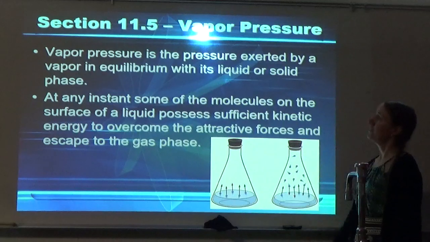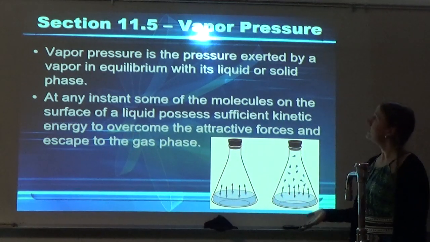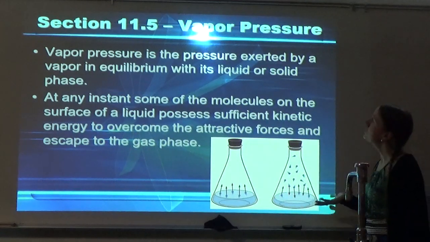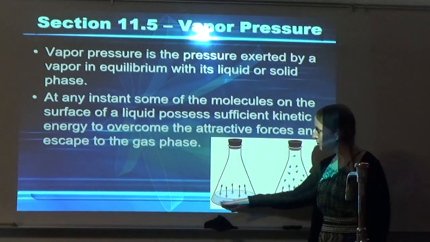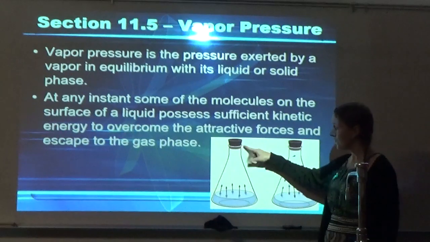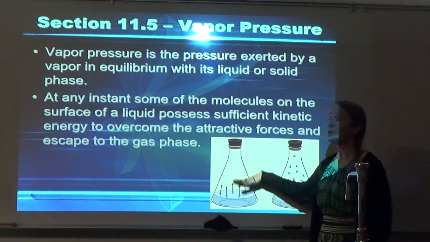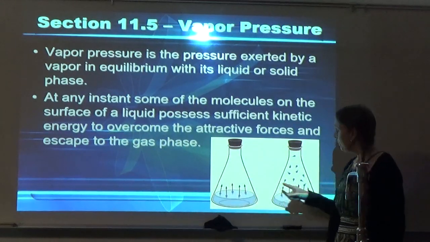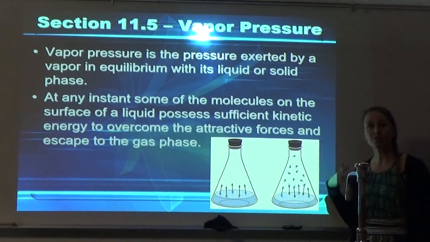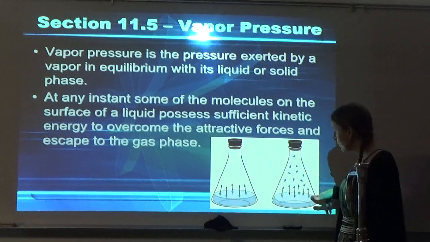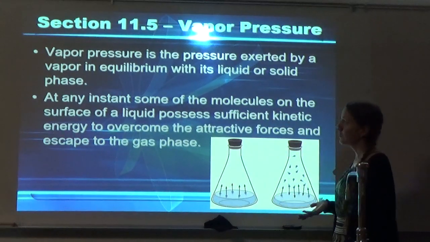So 11.5, vapor pressure. Vapor pressure is the pressure exerted by a vapor in equilibrium with its liquid or solid phase. So if we have water in a flask and we put a lid on it, in the beginning there are no water molecules here. But over time, some of them are going to evaporate, and that's going to cause a pressure. Since it's above its liquid, that's called vapor pressure.